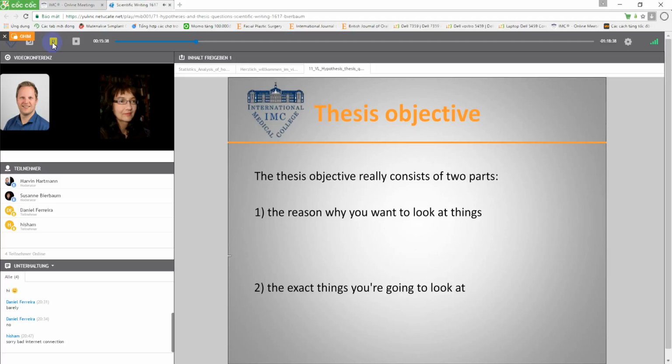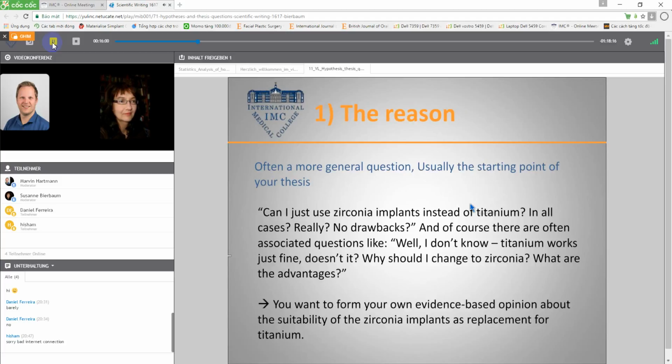The objective really consists of two parts. The first one is stating the reason why you want to look at these things. That's usually your initial question, often a little bit general. And the second part, stating the exact things you want to look at. So the reason, first part, like I said, is often a more general question you have. Very often, like the starting point of your thesis.